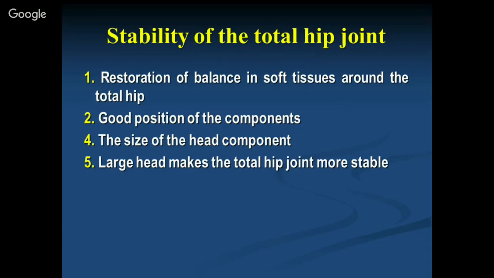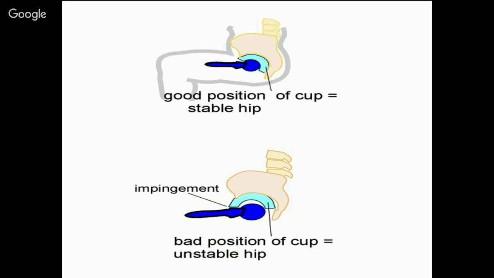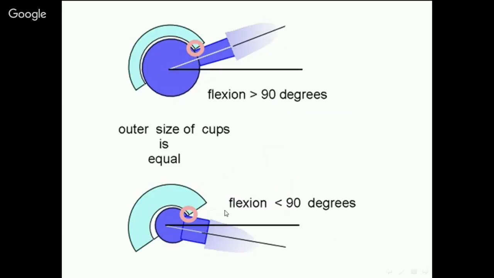So for stability, the restoration of the balance in the soft tissue of the total hip, good position of the component, and the size of the head matter. A large head makes the total hip joint more stable. So good position of the cup is in the stable hip. And if the cup is like that, then at 90 degrees it will impinge over the hip and it will dislocate. Now flexion is more than 90 degrees if you have a large head, and if you have a small head, then you have less than 90 degrees flexion.